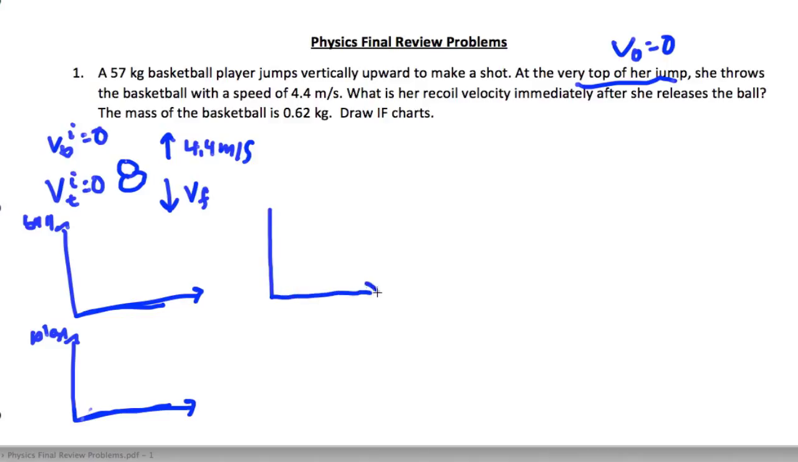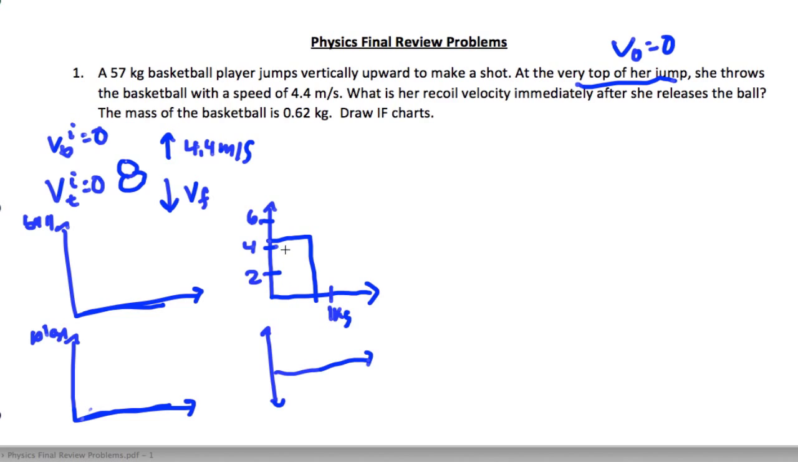So afterwards, we have this 0.62 kilogram basketball. We don't know the speed, well, we're told the speed is going to be 4.4. So the mass of the basketball is 0.62 kilograms, and it's being thrown up with a speed of 4.4.